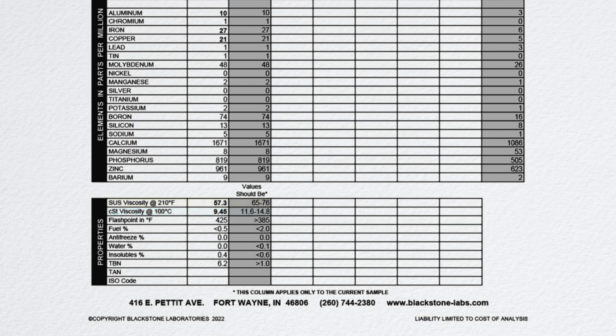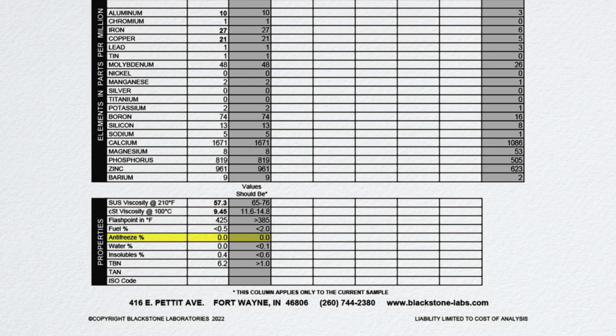Now, let's move on to the flash point. This is how we determine if a solvent-based contaminant such as fuel is present. Now, you can see we have a should-be value that is a guideline. We want a flash point above 385 degrees for this particular oil. If the flash point is below that spec, then it speaks to contamination being present, and then we can arrive at a percentage based on how low that flash point was. So in this case, you want a flash point that is well above the should-be value. Now let's move down to antifreeze.